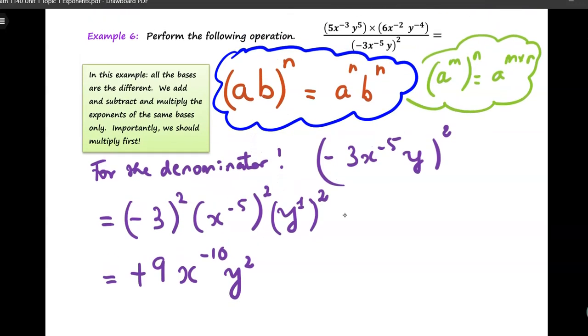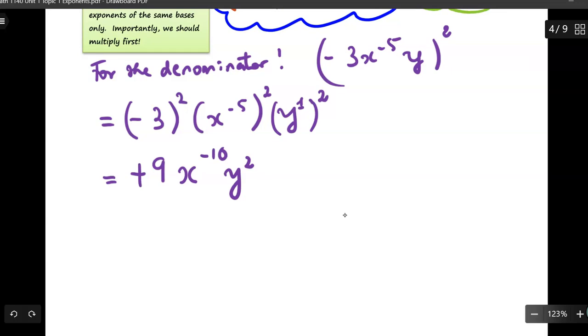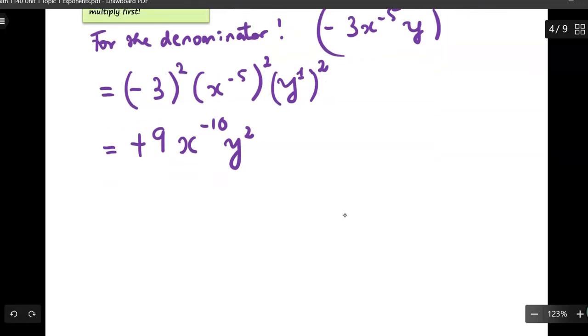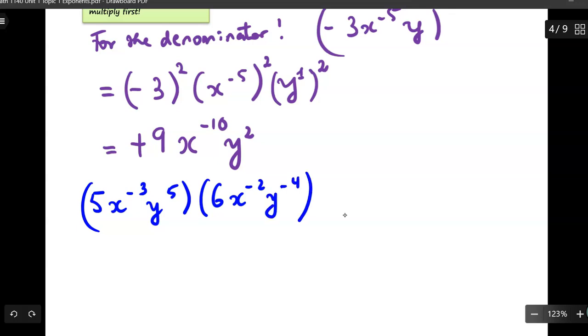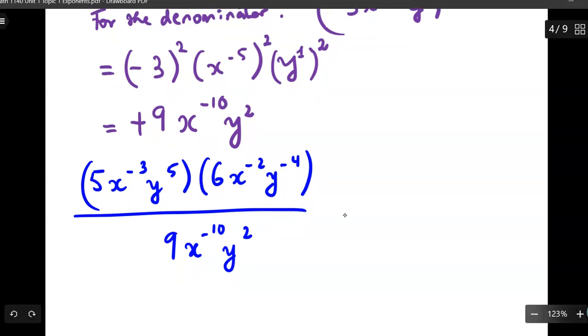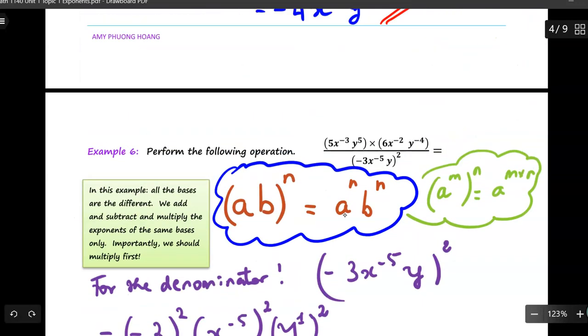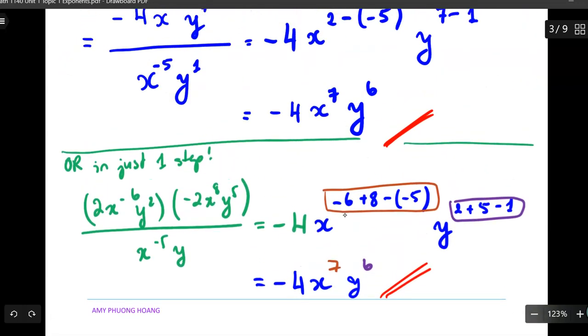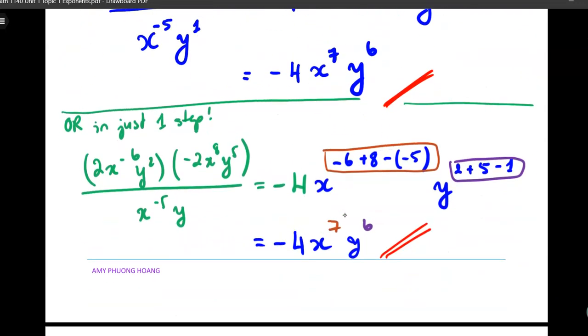So now I will rewrite the question as 5 x to the negative 3 y to the 5, and then I have 6x to the negative 2 y to the negative 4, the whole thing divided by 9, x to the negative 10 y squared. So what I'm going to do now is just similar to the previous example. You multiply the coefficients. Do it in just one step like this.